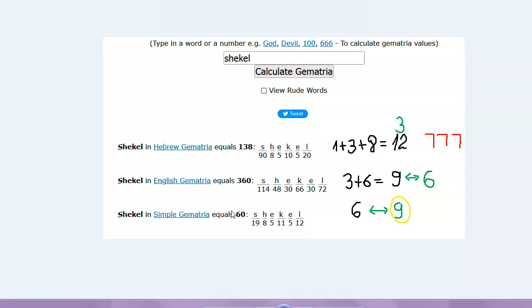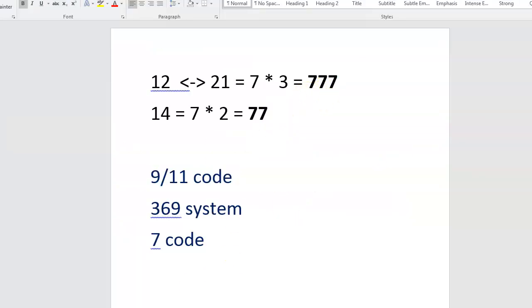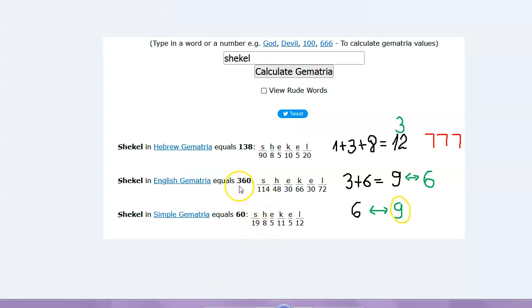Now in this video from Shekels to Shackles, I reduced the gematria value for shekel, and I have 3 values for Hebrew, English, and simple. To reduce a number means to add the figures. You have 138, so you reduce it by 1 plus 3 plus 8, and you get 12. Then I reduce 12, which is 1 plus 2 equals 3. Now the 12 is 777. Then if you reduce 3 plus 6, this is the result from English gematria. You have 3 plus 6 equals 9, and then I flipped the 9. But you already see here the 369 system.